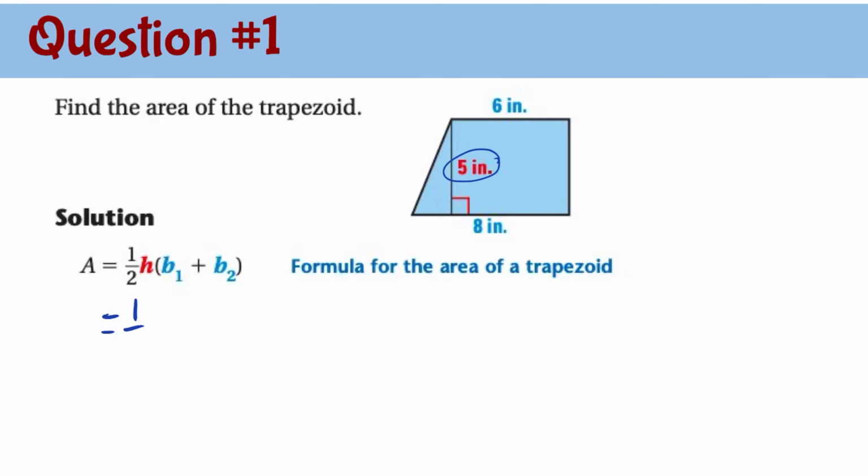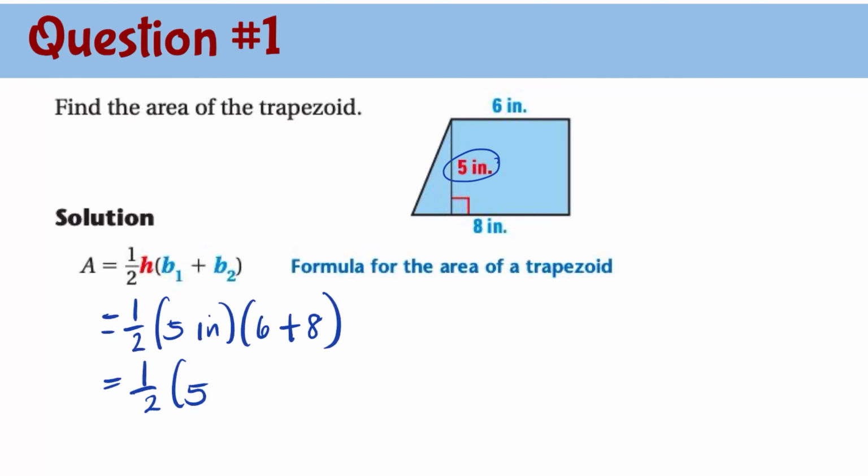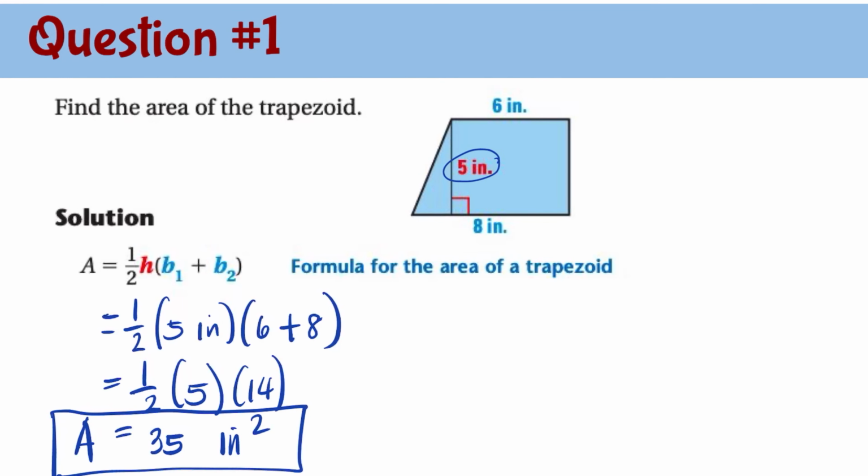So we have 1/2 times the height, 5 inches, and the bases, 6 and 8. So now we have 1/2 times 5 times 14. So 1/2 of 14 is 7. 7 times 5 is 35. So the area is 35 inches square. Area is always in inches square.